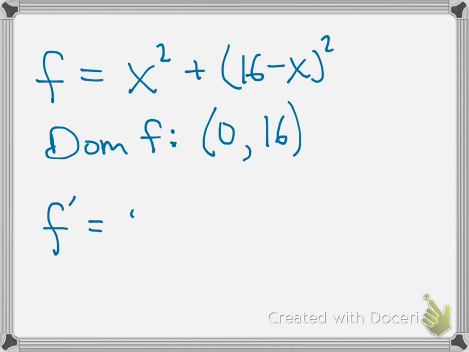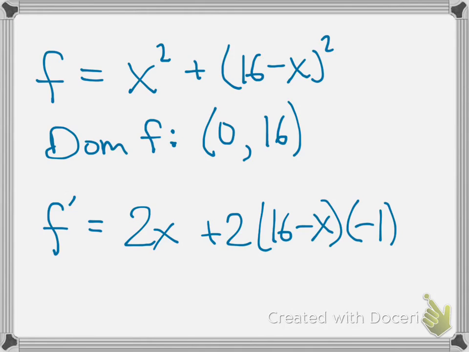So we're going to get 2x plus 2 times the quantity 16 minus x, times negative 1 via the chain rule. And so what do we do with this? Well, we've got to find all critical numbers, which is where f prime is 0 or f prime is undefined. This is a polynomial that we're dealing with, so f prime is always defined, or never undefined, as I like to say. And so now we just need to figure out when this is equal to 0.